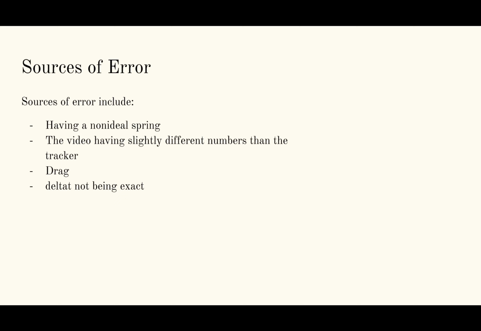Sources of error could include having a non-ideal spring, which would cause that fluctuation in the oscillations, and then the video might have had slightly different numbers than the tracker, and then there could be other forces such as drag.